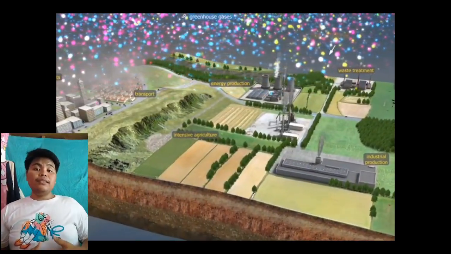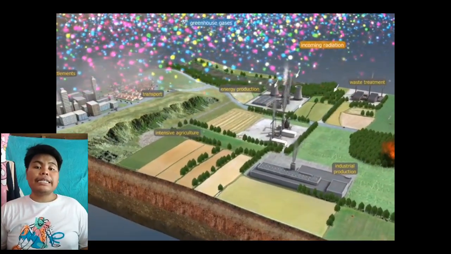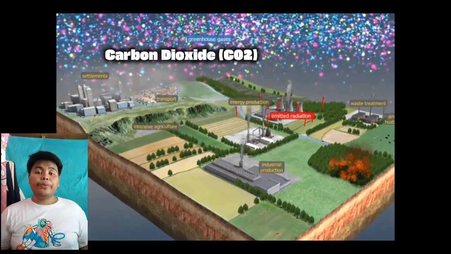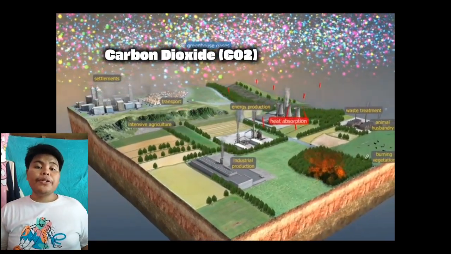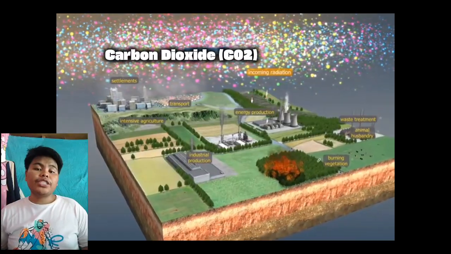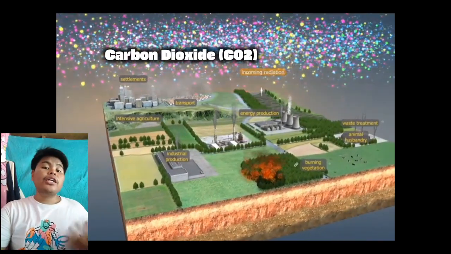Let us now proceed to the different types of greenhouse gases. First one is carbon dioxide, also known as CO2. These are the most abundant anthropogenic greenhouse gases, released from burning fossil fuel, deforestation, and industrial processes.